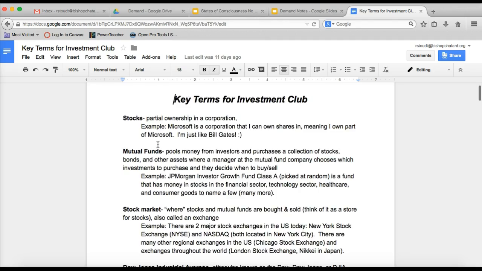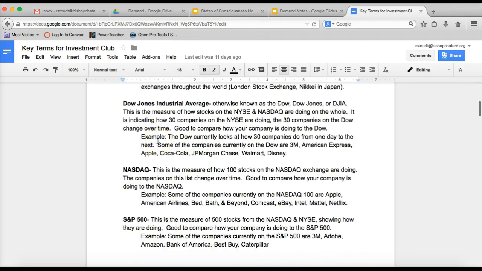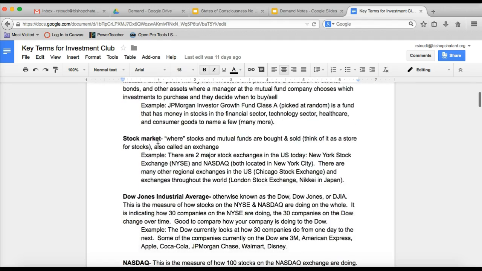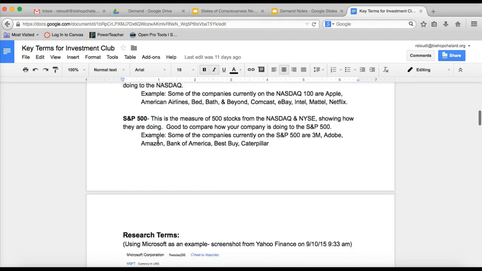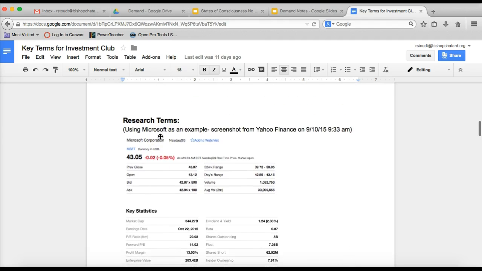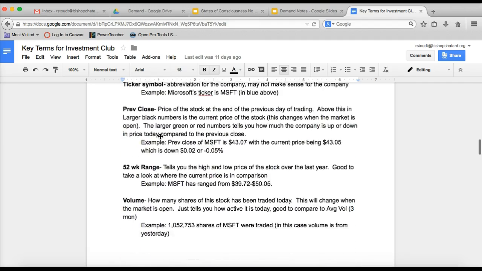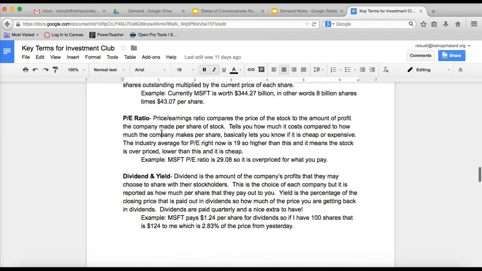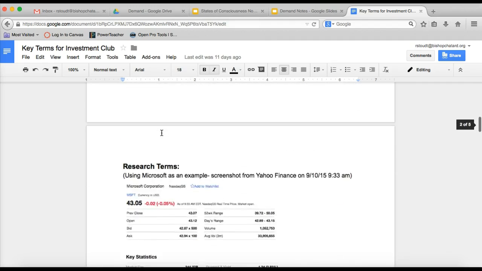The first page is just a bunch of terminology as far as what's a stock, a mutual fund, a Dow Jones, NASDAQ, S&P. The ones that I'm going to be dealing with today are the second and third page, where it talks about research terms. So I'm going to run through that today, and I would suggest that you have that pulled up.